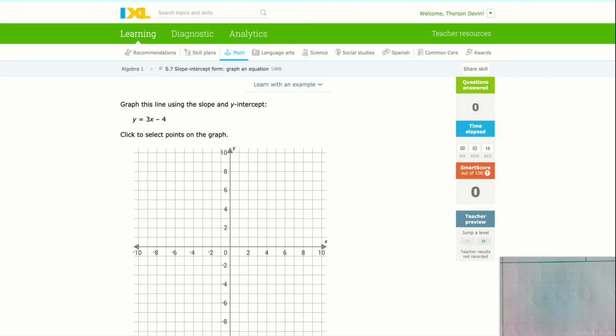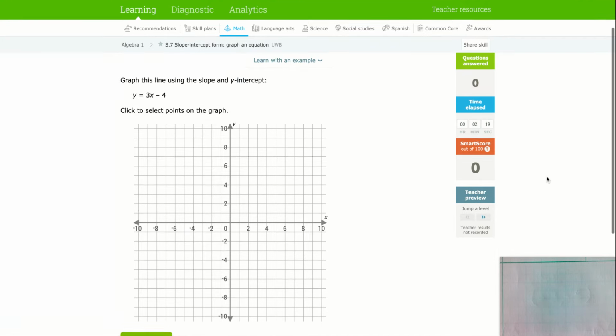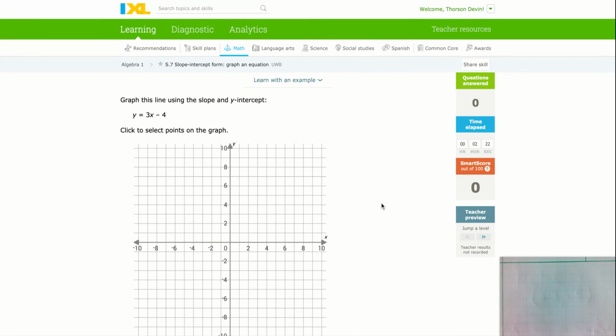Good afternoon. This should hopefully be a very easy, simple, and straightforward lesson that you should be able to fly through. It's basically graphing a linear equation when it's already written in what's called slope-intercept form.